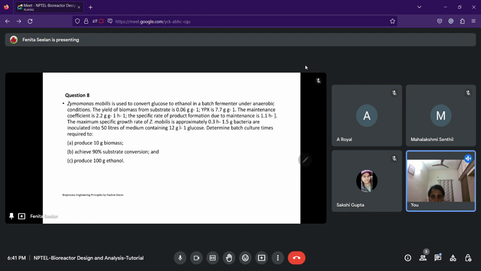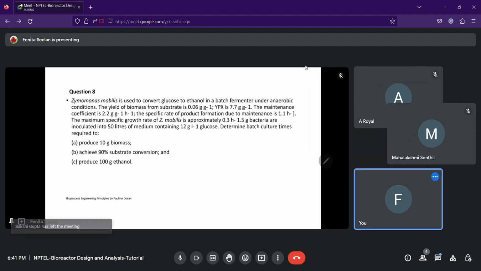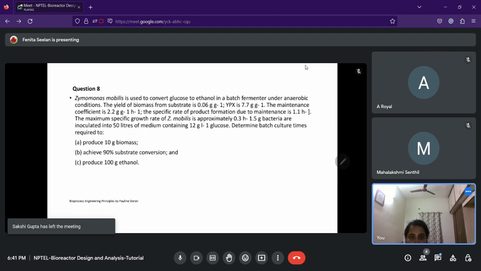I hope you have come across this. In week 2 the theory covered was about batch cultures and batch reactors. So I think everybody remembers some of the problems. I want you to follow the steps I am doing. Let's first start with writing down the given values.